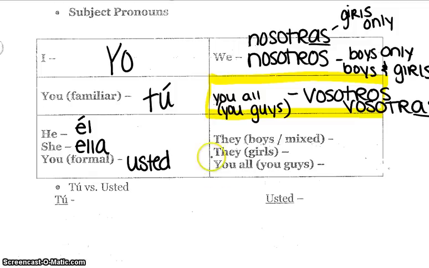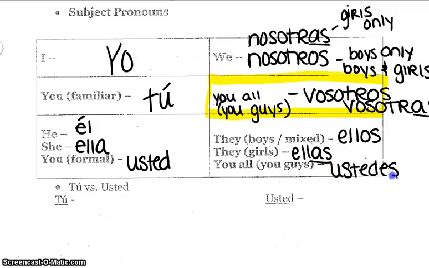The same concept kind of applies when we're talking about they. So if there's a group of all boys or a group of boys and girls that we want to refer to as they, we will use the word ellos. Now, if we're referring to a group of people and we say they, and it is all girls, meaning there are no boys involved, we're going to use ellas. Again, no boys can be involved if it ends with As. And then the way that we say you all or you guys everywhere but Spain is the word ustedes. Okay? Please make sure that you know these words and then you know the difference between some of them.